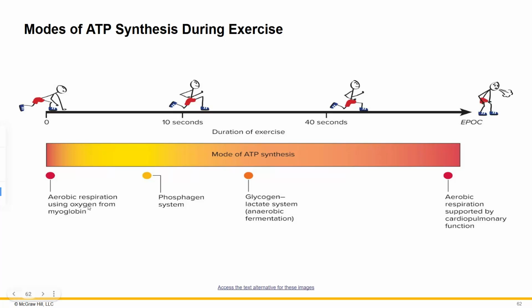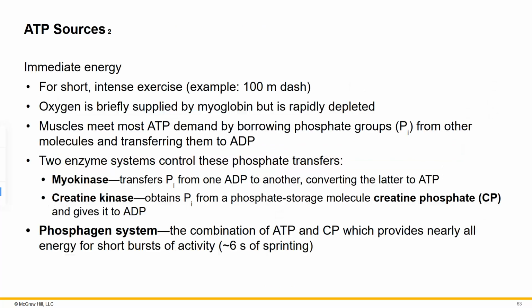So aerobic respiration, using oxygen from myoglobin, that's the oxygen that's stored in the muscles, that happens immediately and diminishes pretty quickly. Then you have the phosphagen system, and then the glycogen lactate system, anaerobic fermentation. And then eventually you need to switch to aerobic respiration, which is supported by cardiopulmonary function. So immediate energy for short, intense exercise, oxygen is briefly supplied by myoglobin, but it's rapidly depleted. Myoglobin is that protein that stores oxygen in your muscles.